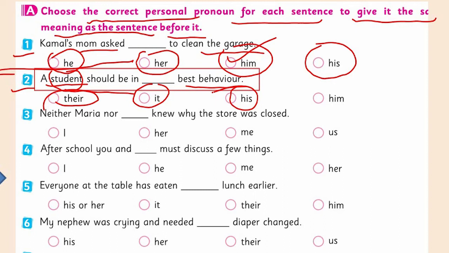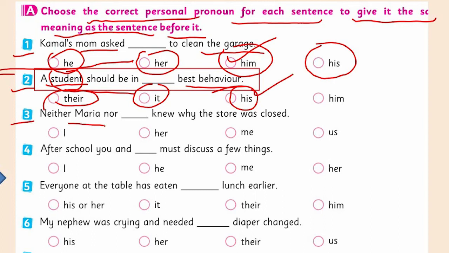It shows the possession, ownership and relationship of something. The behavior belongs to a student here. We have discussed the possessive nouns and pronouns in our previous lesson. So you should know what it is. So the right option will be his here. Look at the third one.